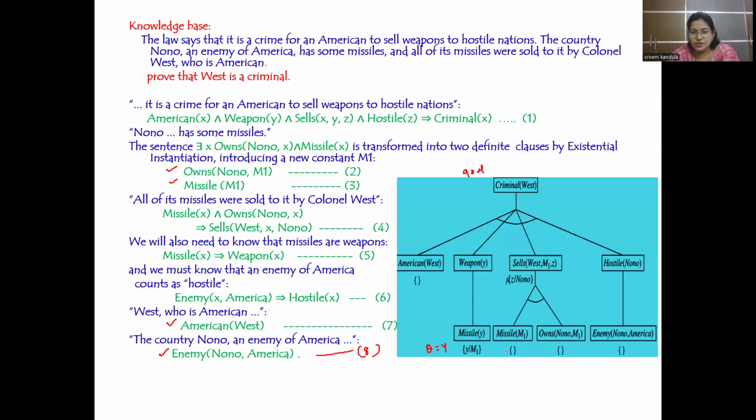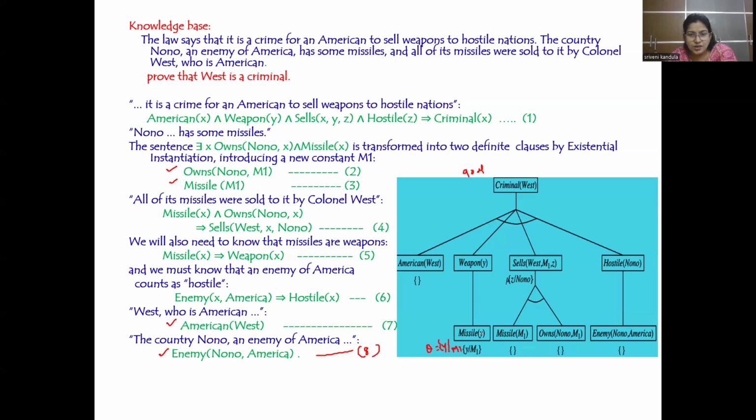For the fourth of these, I have no substitution, because it does not require any substitution. Here, the empty braces mean that it does not require any substitution. Only in this case I have the substitution, that is M1 is substituted with Y. This is the substitution I have. Why I substituted, I will explain shortly. Since I have substituted, the first one I am done: missile of Y I am done. American of West, here also I have no substitution.